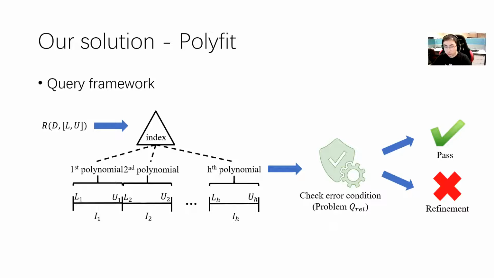After we build a Polyfit index structure, we can execute range aggregate queries. This figure shows us the query framework. For a query with its key constrained by a lower and upper end, we first use the index to find the corresponding polynomial functions that cover them. Then we use those functions to get the prediction values and process them to get the approximate query result. Notice if the error threshold is in the form of relative error, we still need to test some error conditions. And if it fails the error conditions, it means it cannot satisfy the relative error and a refinement phase must be conducted to find the exact result.